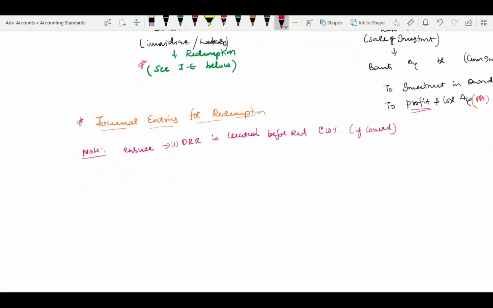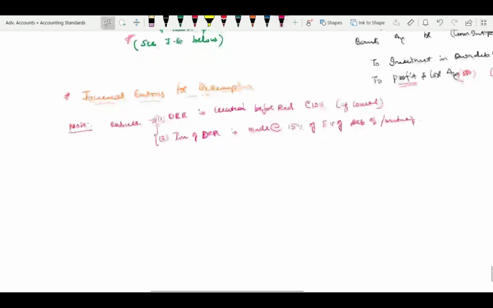Second, it has to be ensured that there should be investment of DRR made at 15% of face value of debentures outstanding or maturing. This too is supposed to be done. If it is not, before going for redemption, first create this, then only you can go. So before redemption, you have to ensure that these two are complied with. If not, first create these two, then only you can go for the next redemption entry.